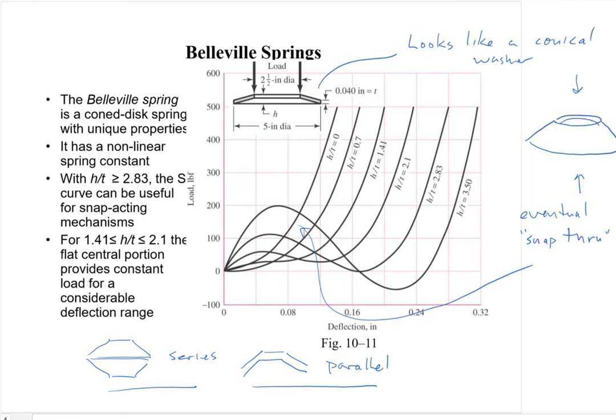Now I've heard of Belleville springs in my machine design class, and I've heard of them other places too, but I've never actually seen one. So it seems like every machine design book feels obligated to put these things in there, except they're pretty elusive. I'm not sure if they're actually ever used for anything, but it is an interesting mechanical property. You take a linear material, and in this configuration, you can get an extremely nonlinear spring.